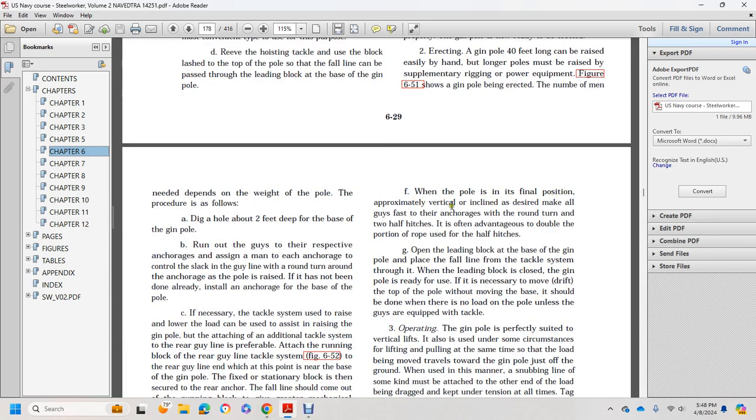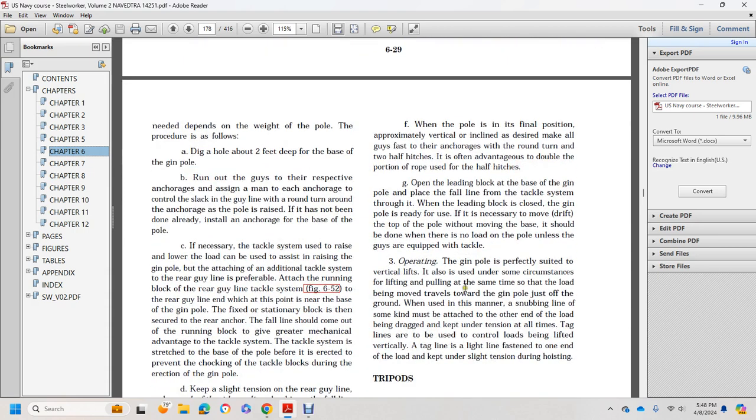After the pole is in final position, approximately vertical, make all of the guys fast to the anchors with a round turn and two half hitches, taking advantage of the double portion of the rope for the half hitches. Open the lead block at the base of the gin pole and place the fall line of the tackle system through the leading block on the gin pole. It may even be necessary to move the drift at the top of the pole with the move of the base. This should be done so that there is no load on the pole and none of the guys are equipped with the tackle.